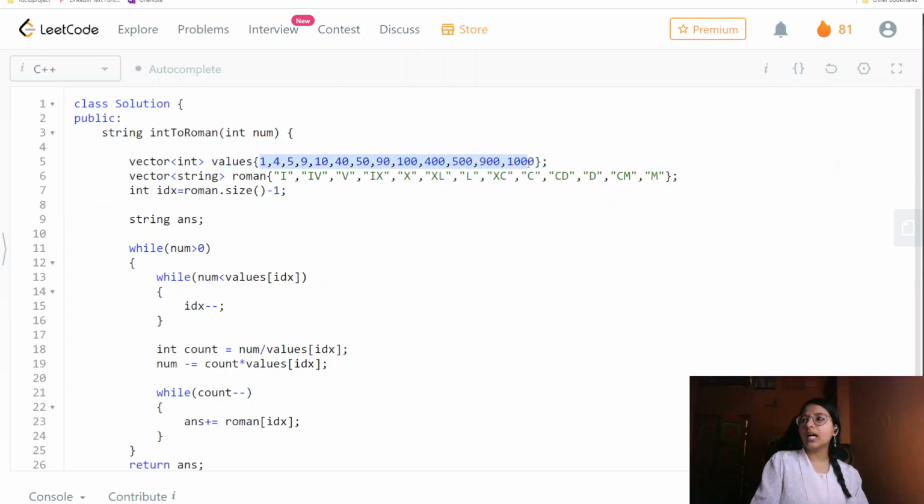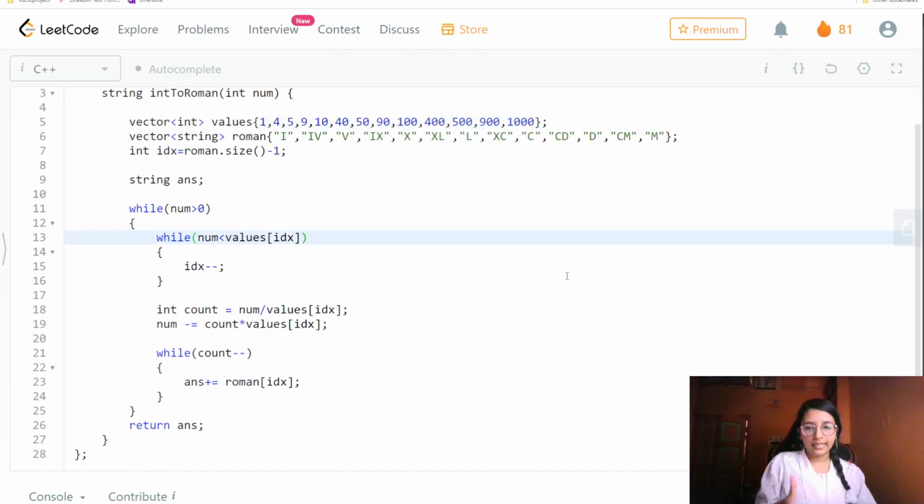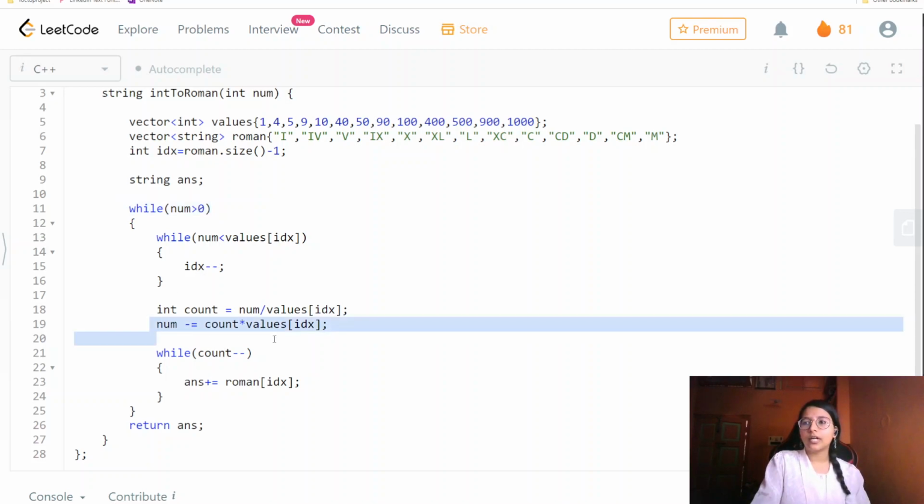And corresponding to that only, we are taking another vector where we are storing these values. So now let us start with how I had explained it, so that we are required to code the same. So while a number remains greater than 0, because that is the case, we are also subtracting the same, right?